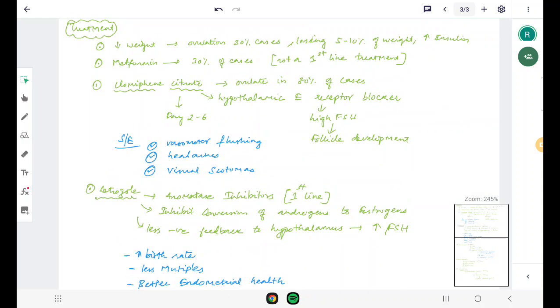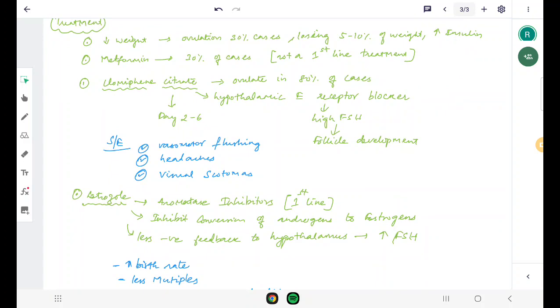And we have a good drug called clomiphene citrate. Use of clomiphene citrate induces ovulation in 80% of the cases. Clomiphene citrate is actually a hypothalamic estrogen receptor blocker, so that causes secretion of high levels of follicle stimulating hormone, leading to follicular development. Usually clomiphene citrate is recommended to be taken from day 2 till day 6 of the menstrual period. The common side effects of clomiphene citrate include vasomotor flushing, headaches, and visual scotomas.